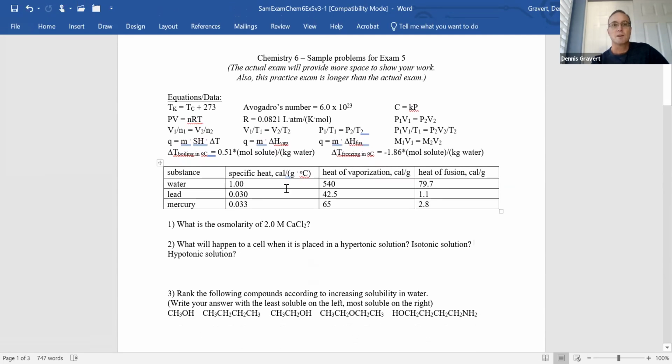Okay, so first of all, a lot of equations to be comfortable with, but you do not have to memorize them. All these equations and the data in this table on specific heat, heat of vaporization, and heat of fusion will all be given to you on the exam. So what do we got here?